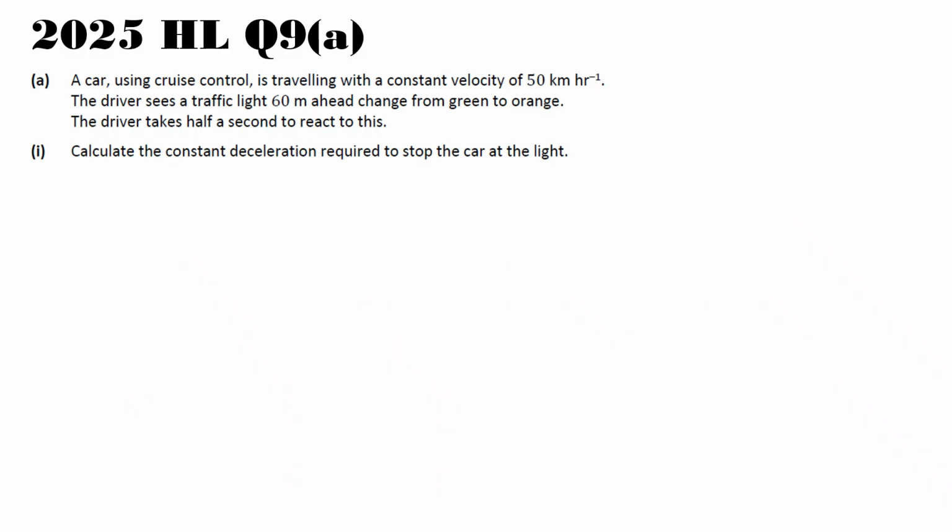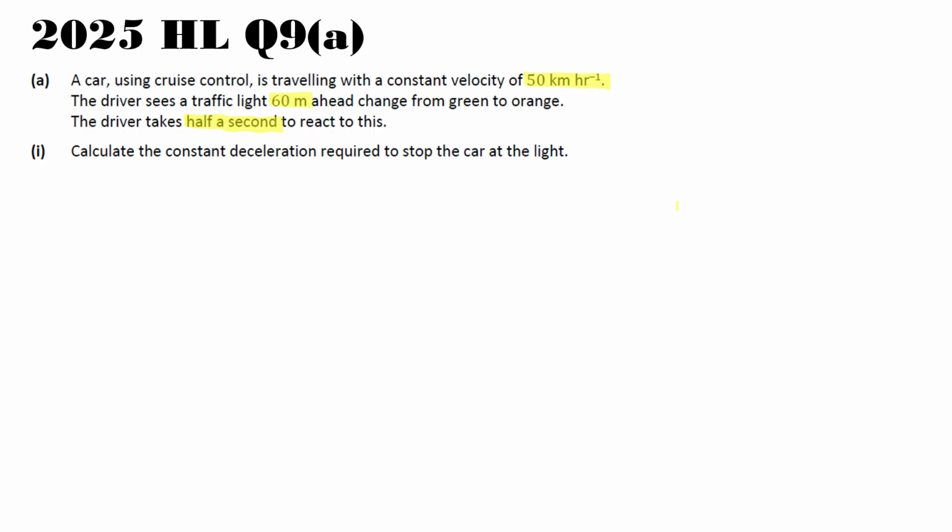A car using cruise control is traveling at a constant velocity of 50 kilometers per hour. The driver sees a traffic light 60 meters ahead change from green to orange, and the driver takes half a second to react to this. Calculate the constant deceleration required to stop the car at the light.